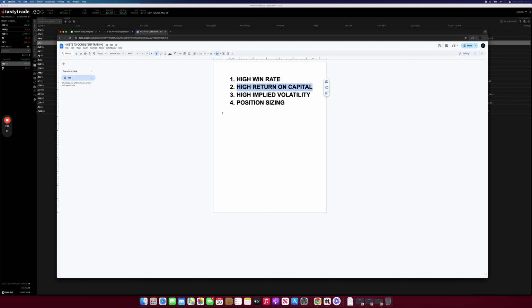And the second thing is you need to have a high return on capital. You need to make sure that for your winning trades, you are more than compensating your averaged out losing trades, so that over the long run, and over enough occurrences, you will be profitable.